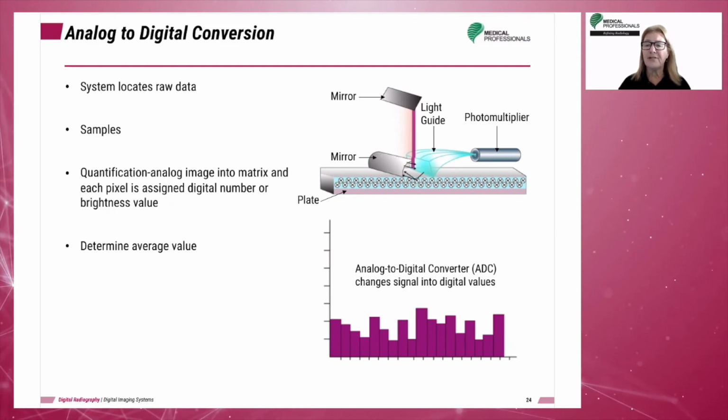Pixels that have received more exposure are assigned values that represent less brightness and will appear darker on the displayed image. Pixels that receive less exposure are assigned values that represent more brightness and will appear lighter on the displayed image. All brightness values together make up the raw or image data.